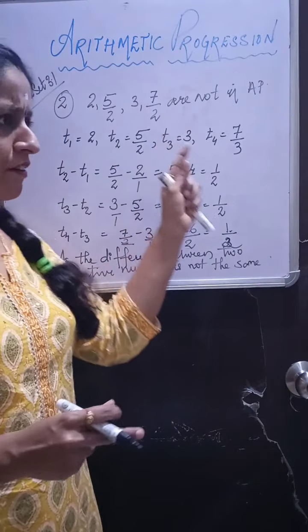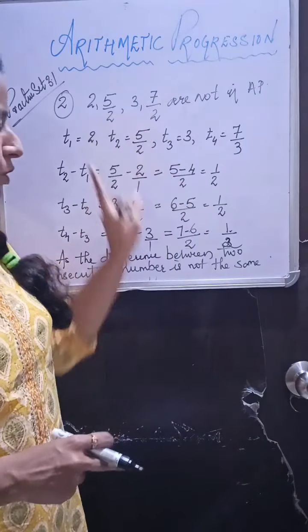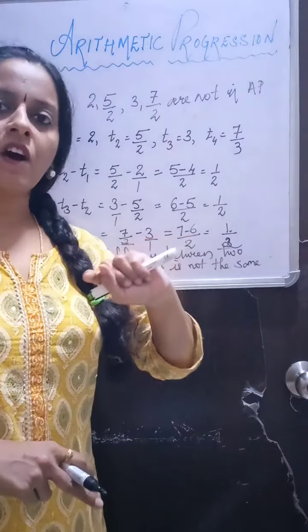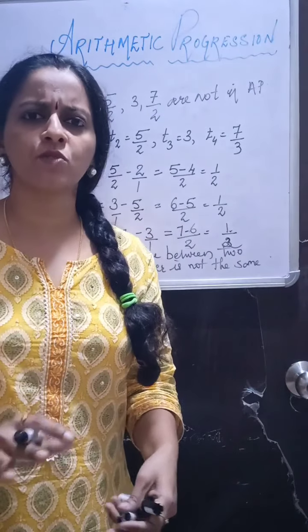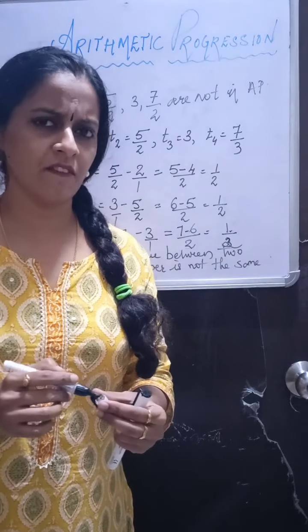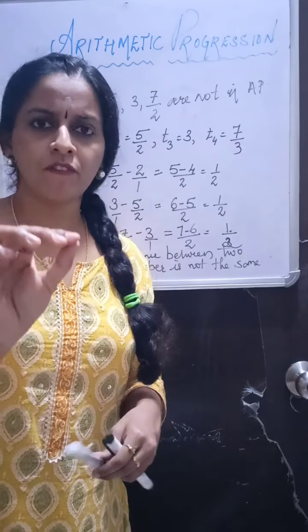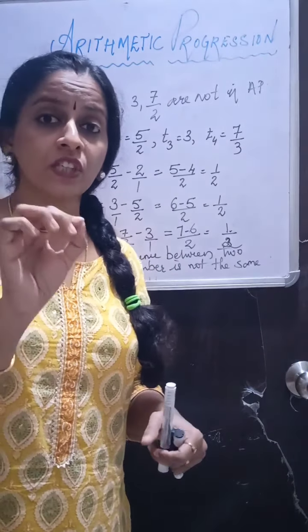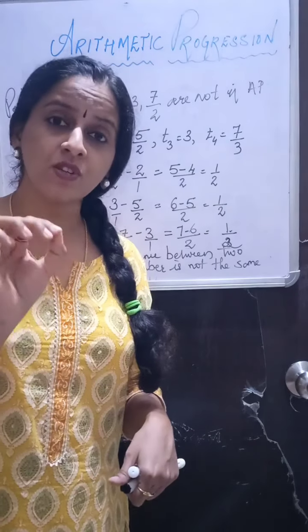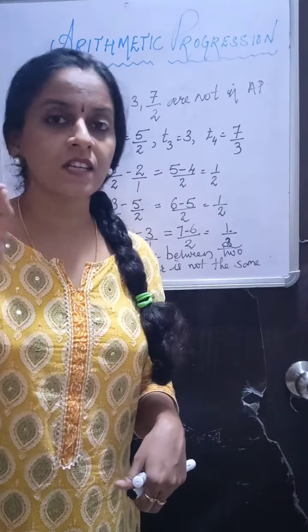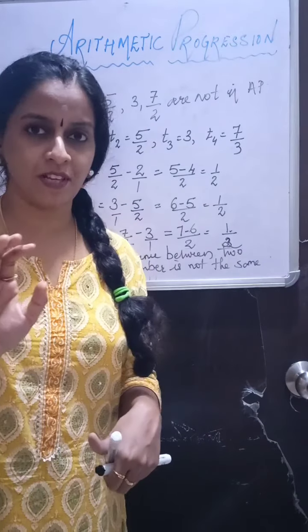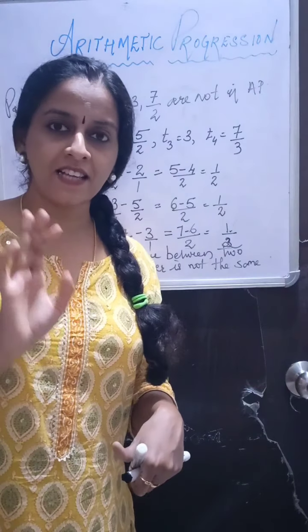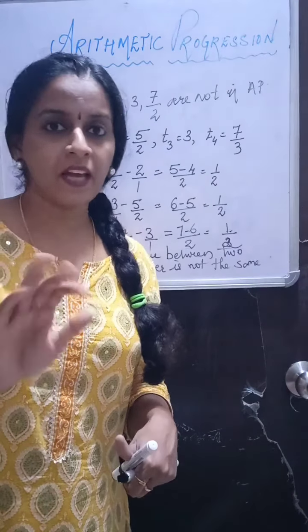So if you are changing the question and writing it as 7 upon 2, they are in AP, or if you take the question as given in the textbook, they are not in AP. Any way you can write. But don't go and change the question. Even if the question is wrong, you will get marks in your board exam. So don't change the question. Let the question be as it is until and unless they make a correction.